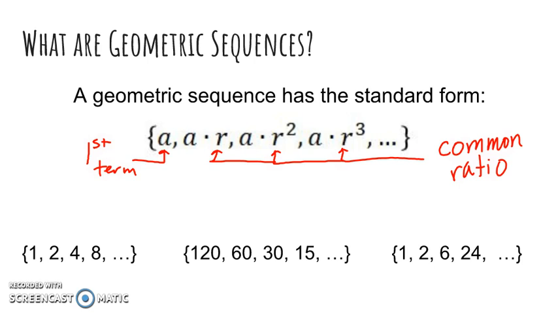So my first example down here, 1 times 2 gives me 2. 2 times 2 gives me 4. 4 times 2 gives me 8. This is an example of a geometric sequence. This sequence's first term is A, and the ratio is 2 because I'm taking it times 2. First term is 1, common ratio is 2. On our second example here, 120 to 60, I'm dividing that by 2.